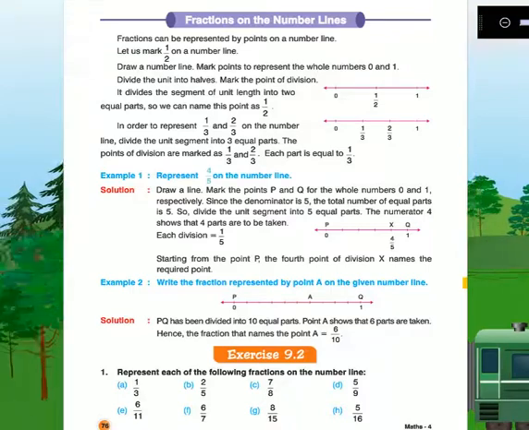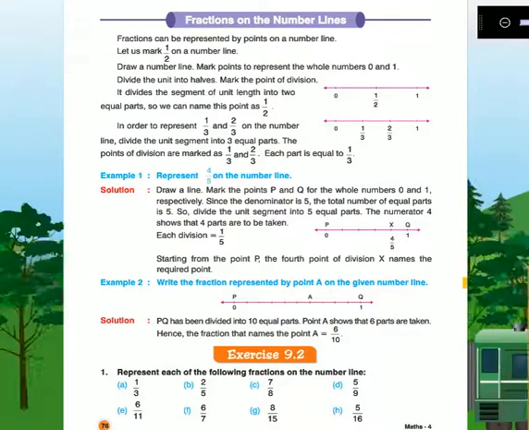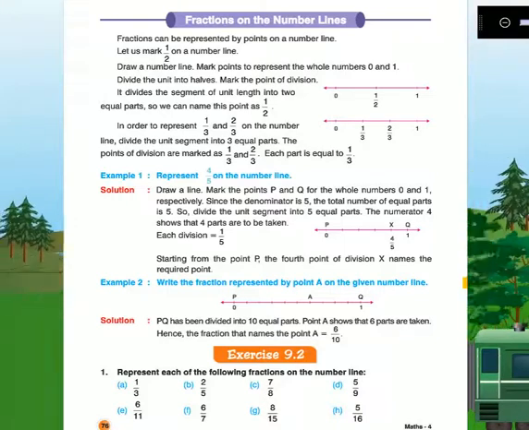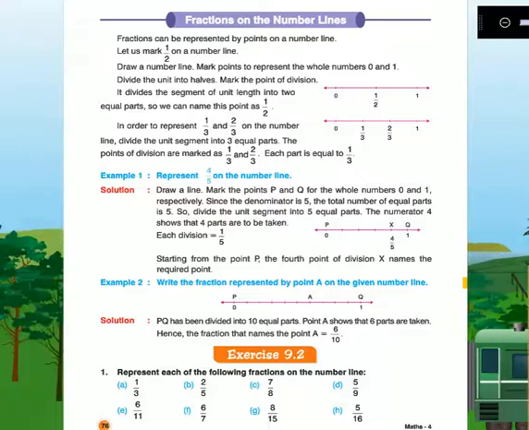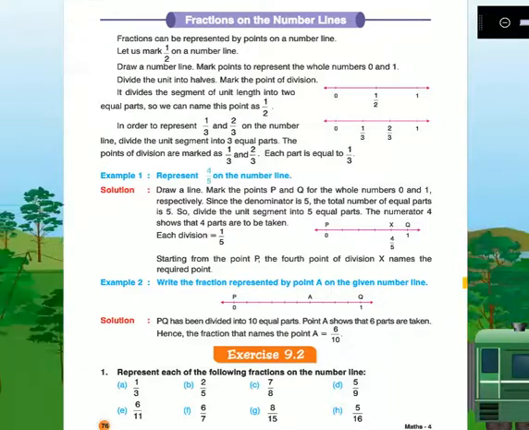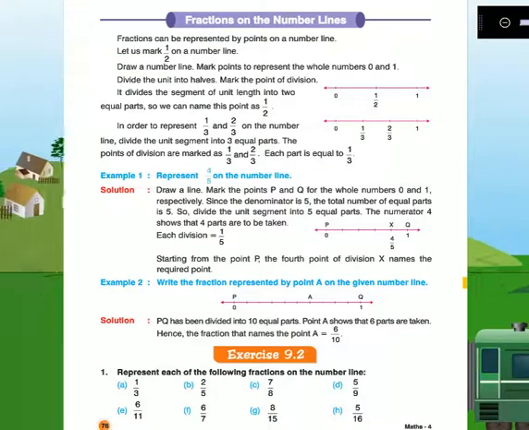In order to represent 1 by 3 and 2 by 3 on the number line, divide the unit segment into three equal parts. The points of division are marked as 1 by 3 and 2 by 3. Each part is equal to 1 by 3.